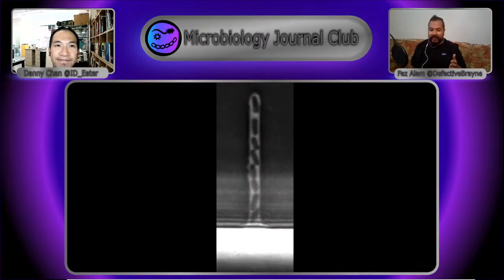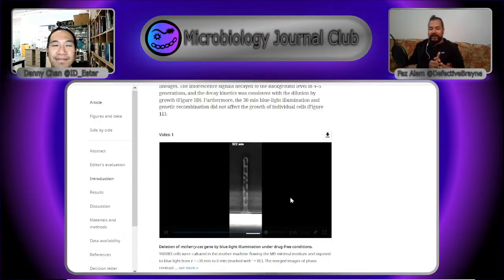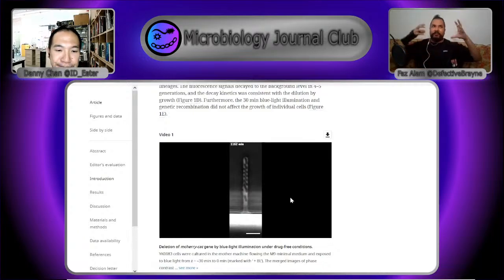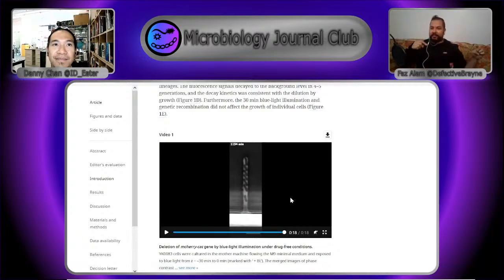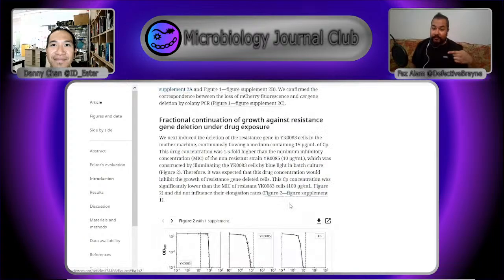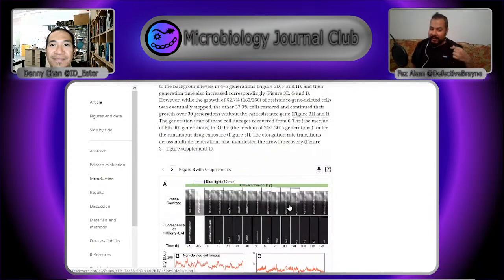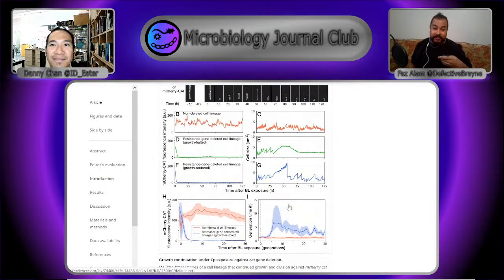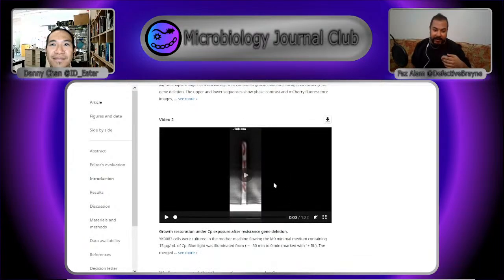And that resistance gene is for chloramphenicol, which hits up the ribosome, right? The ribosome makes proteins based off of the template DNA and RNA, and it's got two sections, one's a 50S and one's 30S. And this is great because you can actually see how the cell reacts to the removal of the resistance gene very quickly.